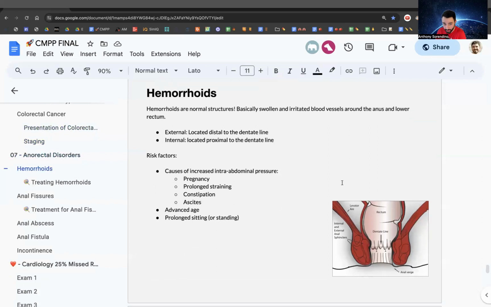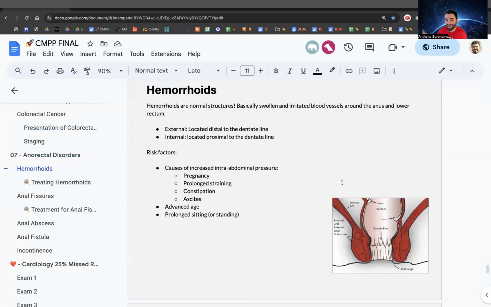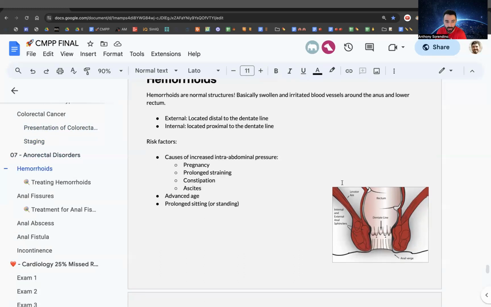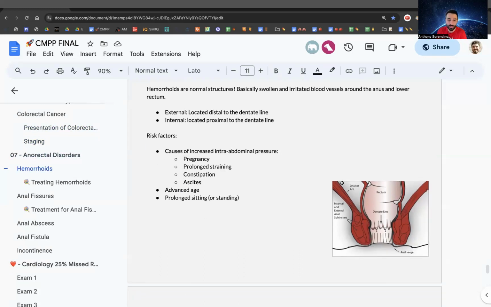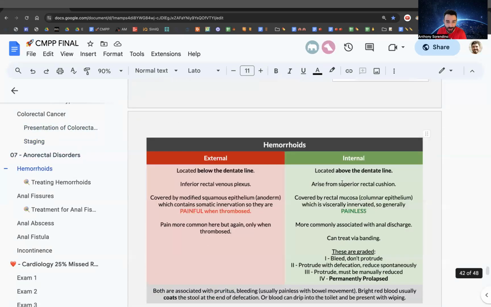All right, so hemorrhoids, if they're external, they're located distal to the dentate line. If they're internal, they're located proximal to the dentate line. Risk factors: anything that causes intra-abdominal pressure. So pregnancy, prolonged straining, constipation, ascites. And then you have advanced age because the elderly are going to lose support for their muscles. And then prolonged sitting or standing. So you can't really win there.